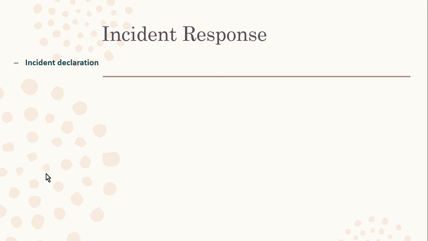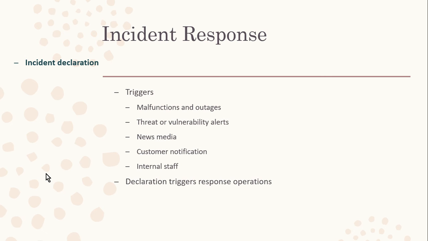So in any incident response procedure, the first thing you do is have some framework for declaring an incident. So what rises to the level of being an incident that's worth responding to? So usually you have some kind of a trigger for an incident. It could be malfunctions or an outage. People aren't able to access resources on the network for some reason, so we have to investigate that. Could be an alert to some kind of threat or vulnerability.